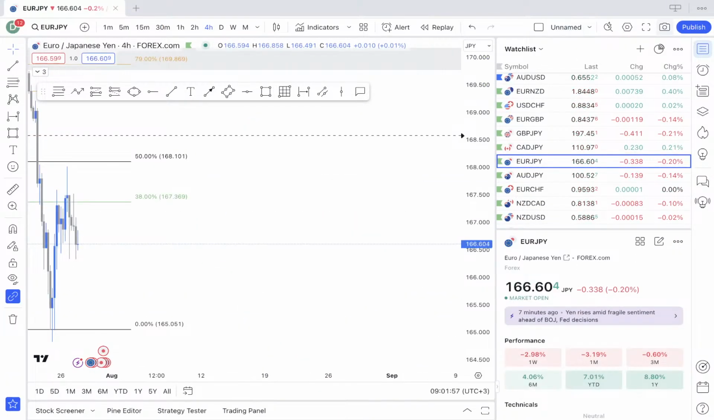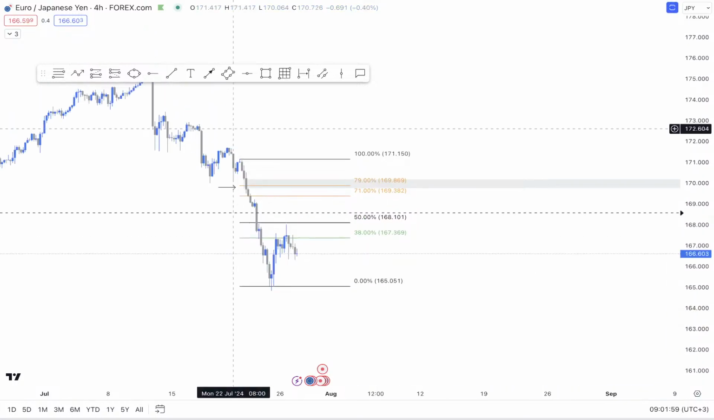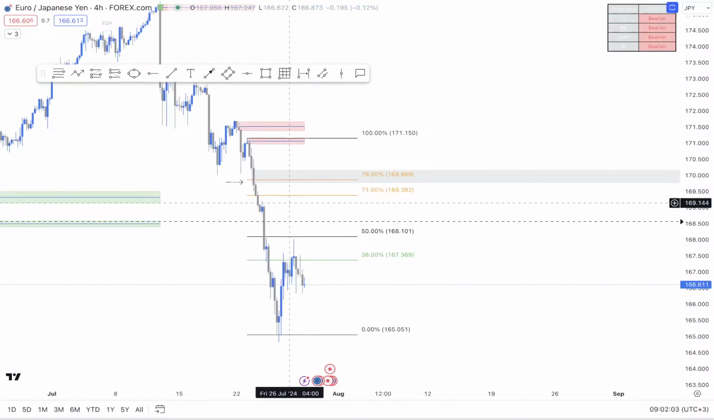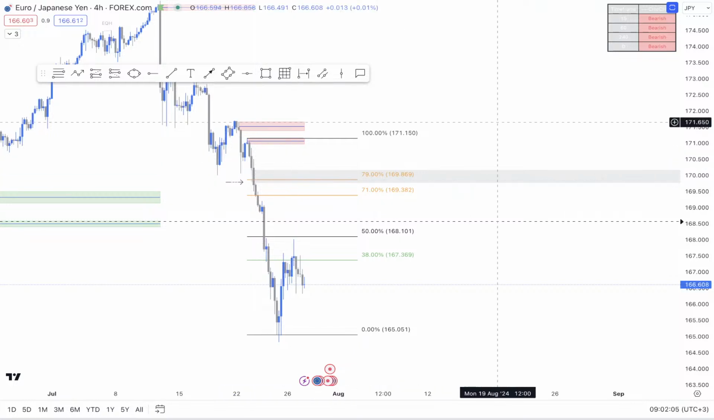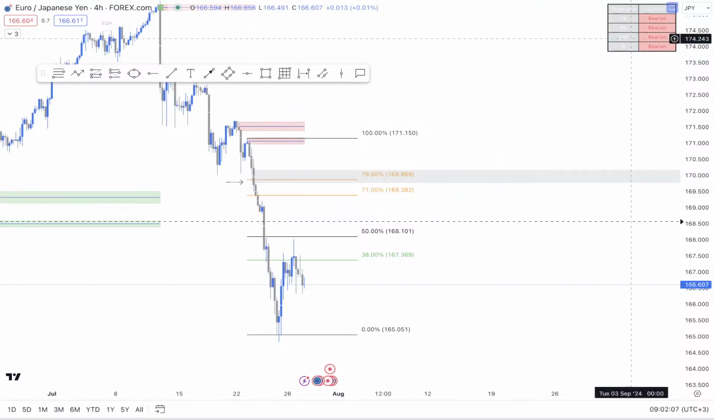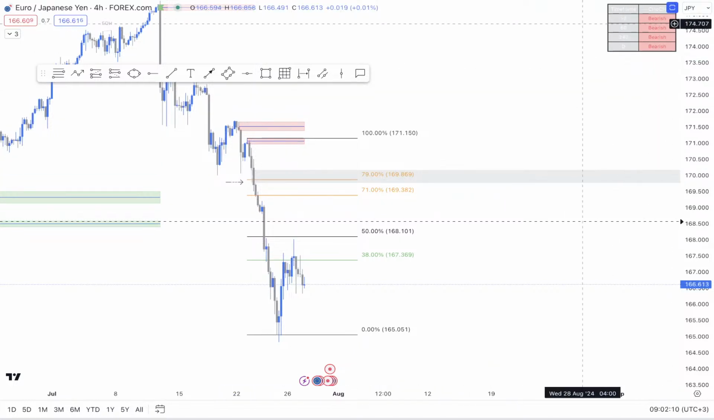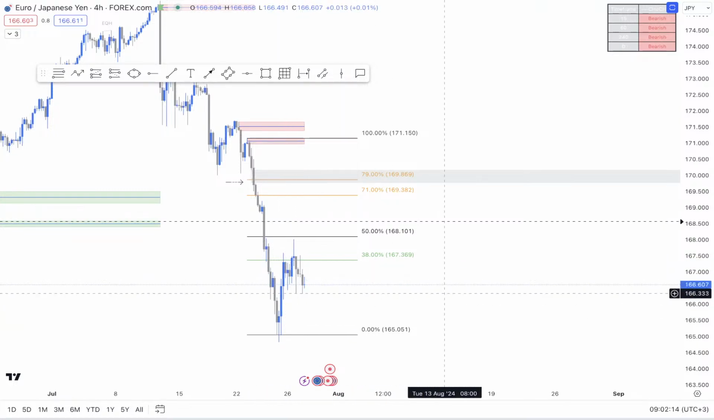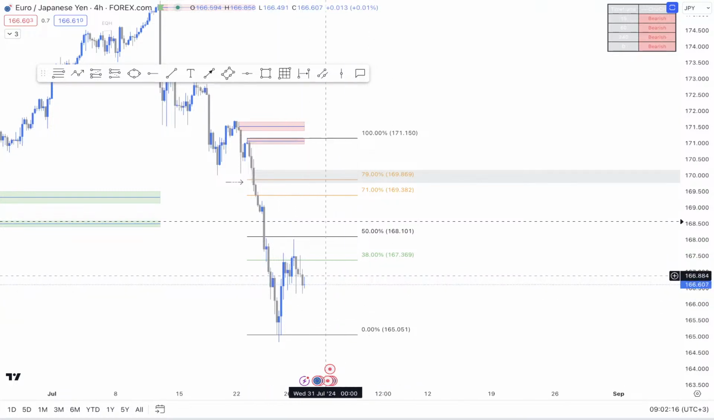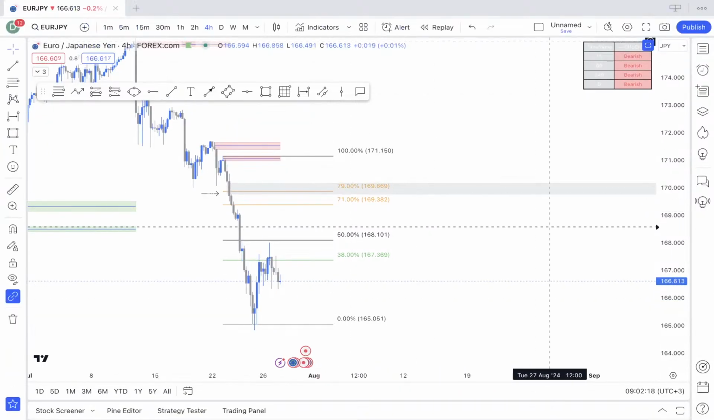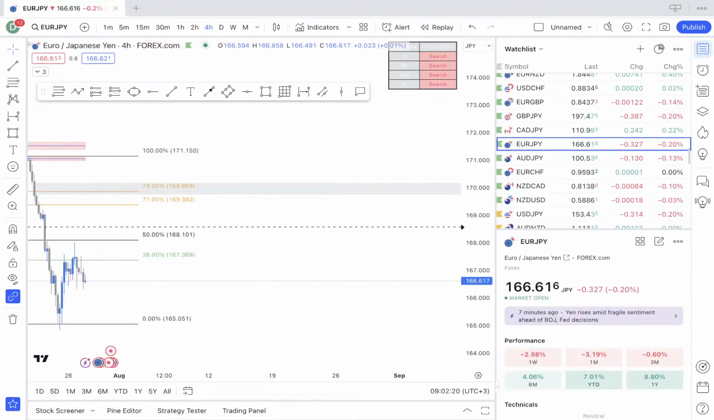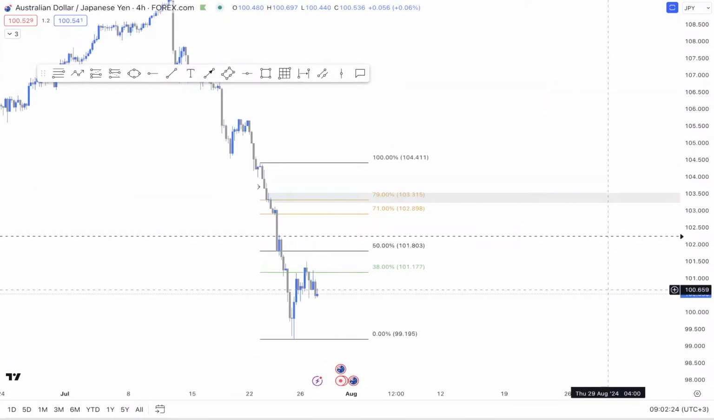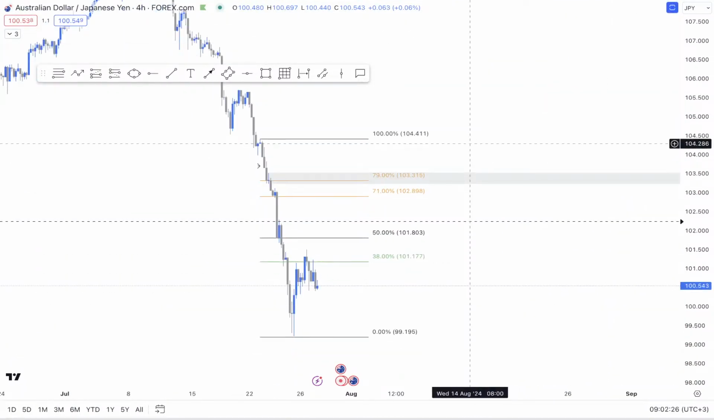Euro JPY with a very similar setup, a continuation of this downtrend with this bearish break of structure. We then have this fair value gap lining up with the point of interest. The trader graph is fully bearish, and the pullback so far looks very nice and corrective as well. So of course, we want to see a continuation of that because this is always our final confirmation, waiting for that corrective pullback.